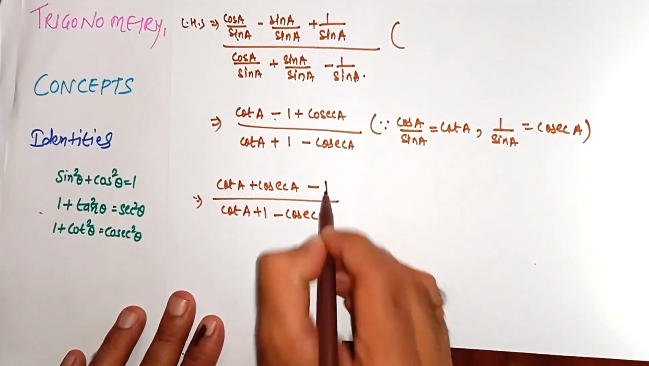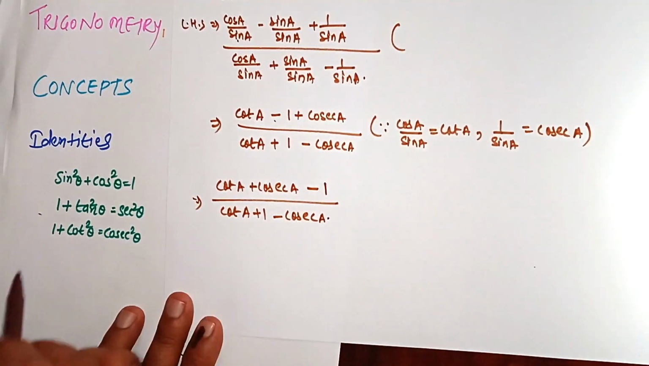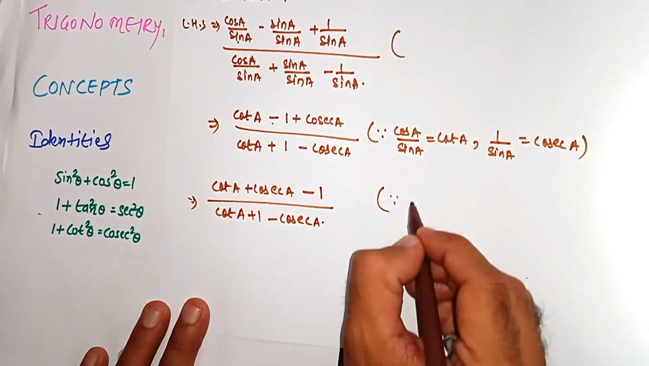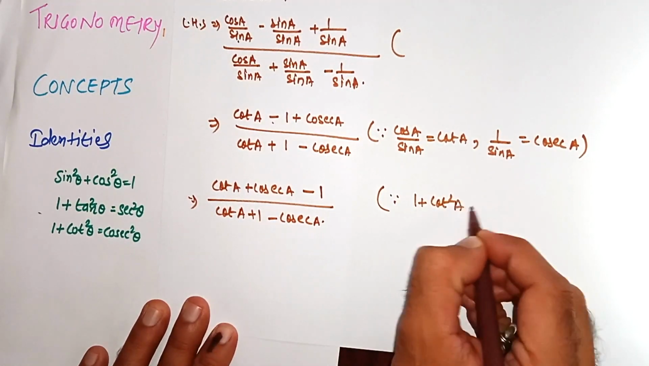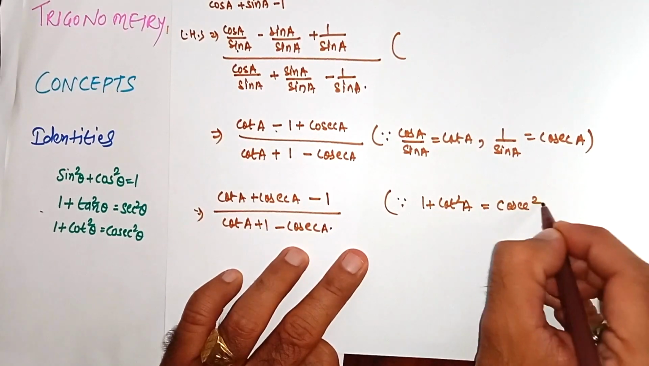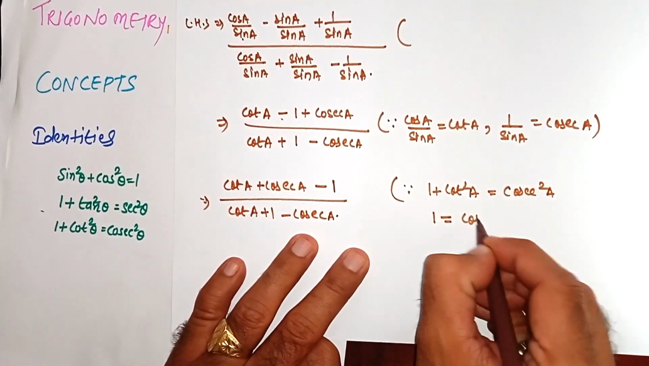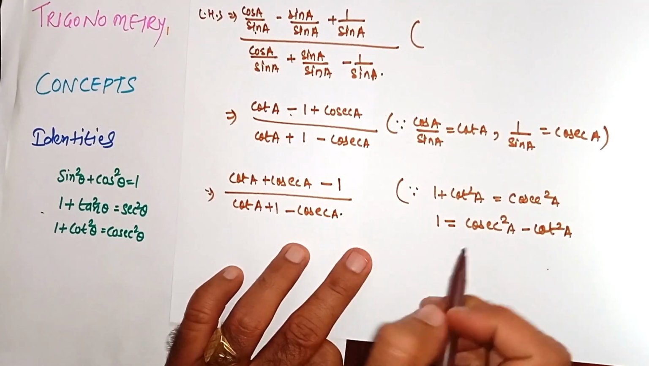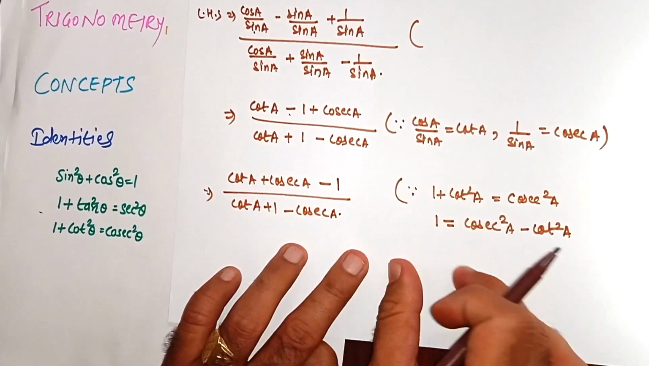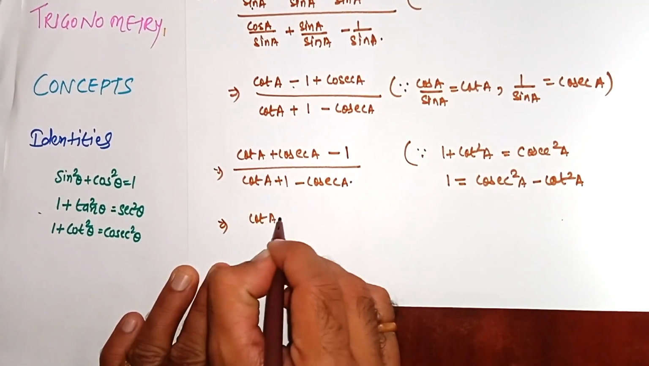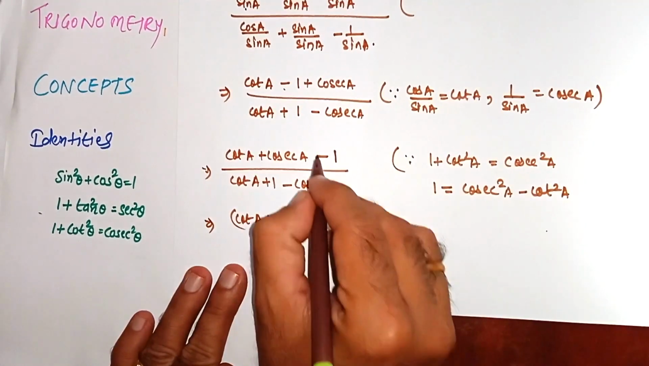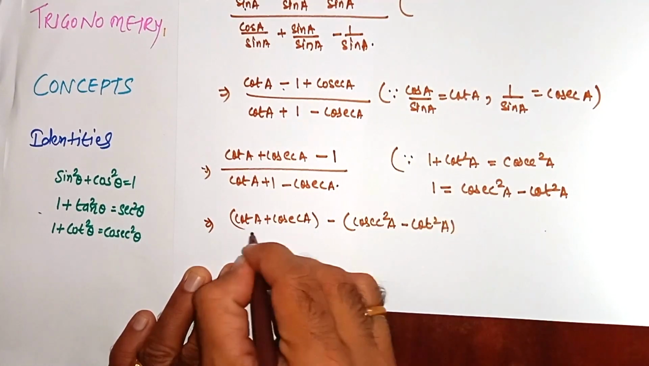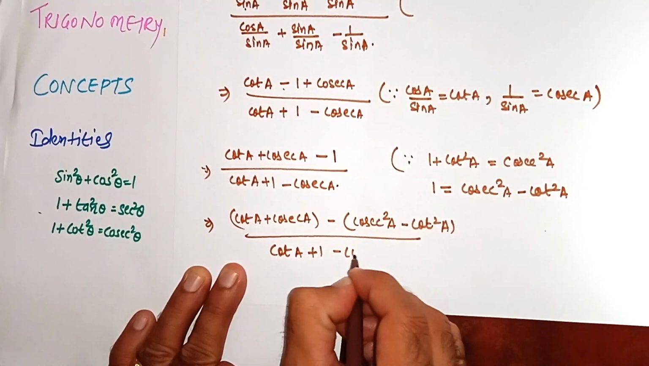Now what should we do next? It has already been given in the hint also that we should use the identity 1 plus cot square A equals cosec square A. So using this, since 1 plus cot square A is cosec square A, we can write 1 as cosec square A minus cot square A. So in place of 1 we are putting cosec square A minus cot square A. So it will become cot A plus cosec A, in brackets, and cosec square A minus cot square A, whole upon cot A plus 1 minus cosec A.